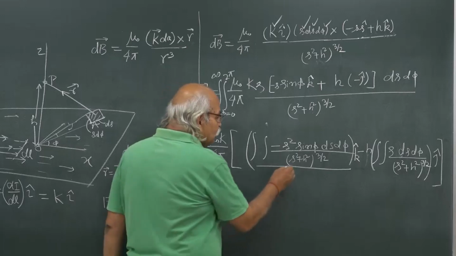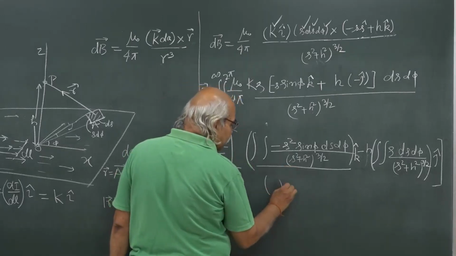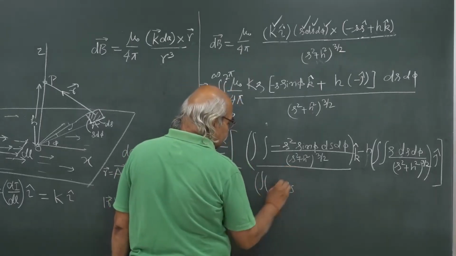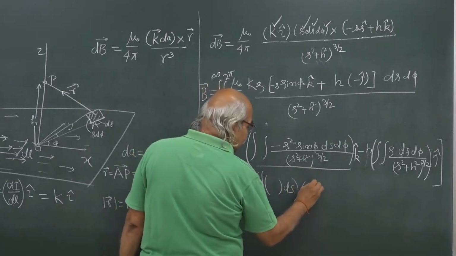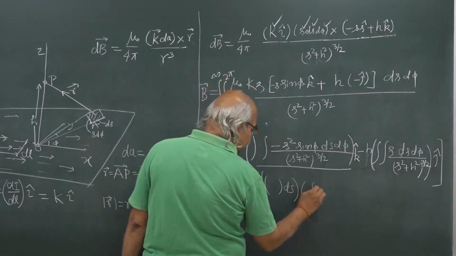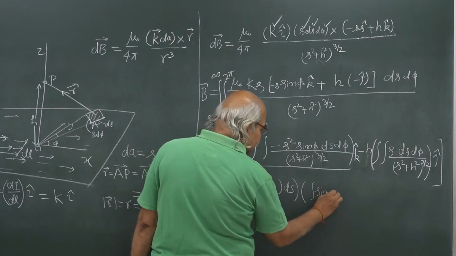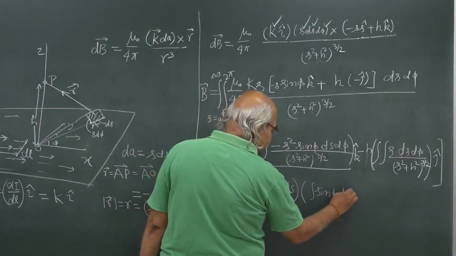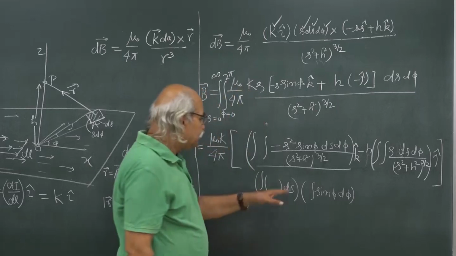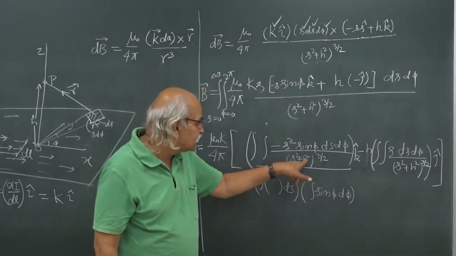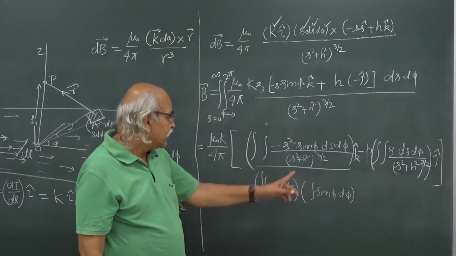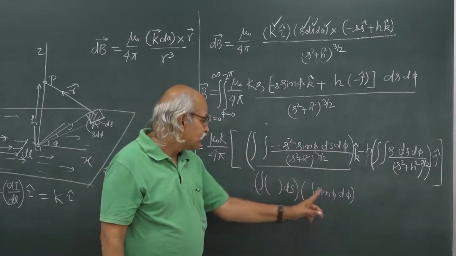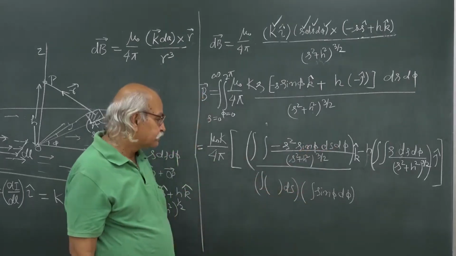So, let us work this out. There is some s part, and then multiplied by some phi part. And what is that phi part? That phi part is sin phi and then d phi. The s part is all of this, and the phi part is only sin phi d phi. So, this will be of this type.